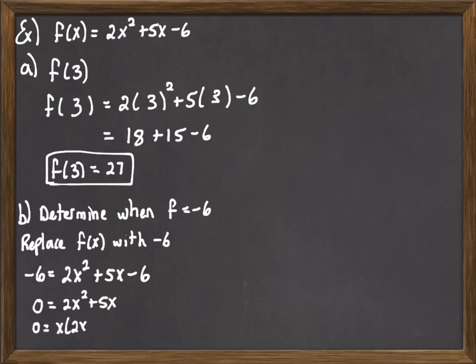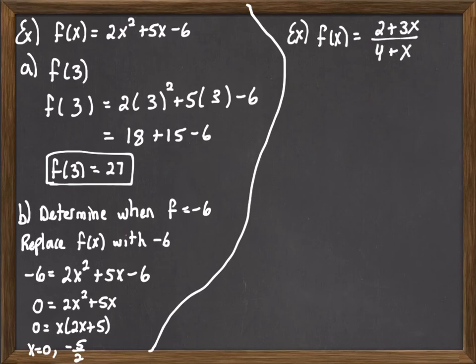We can do so by factoring out an x. We have x and 2x plus 5. So one of those two things must be 0. So that leads us to x equals 0, or 2x plus 5 equals 0. Solving those two equations gives us x is 0 and negative 5 halves. So there's actually two x values here that lead to an f value of negative 6.